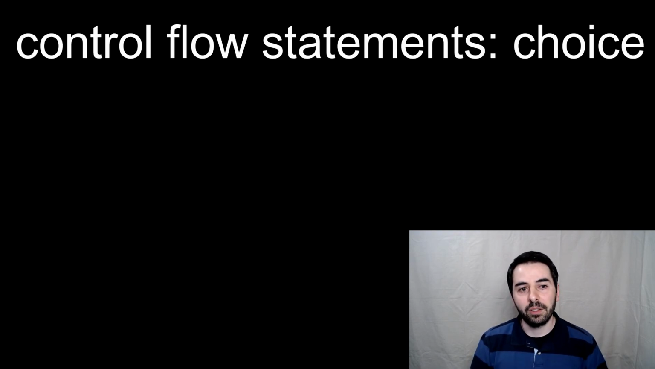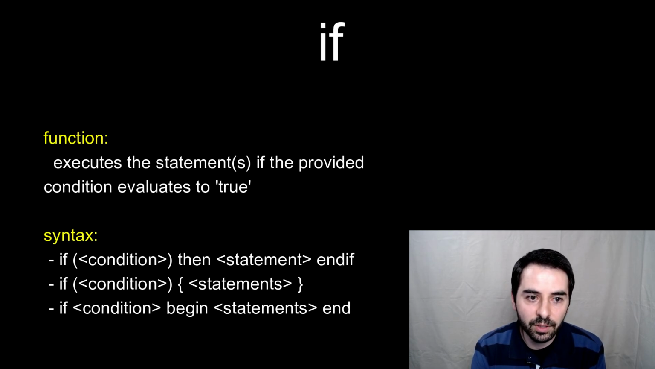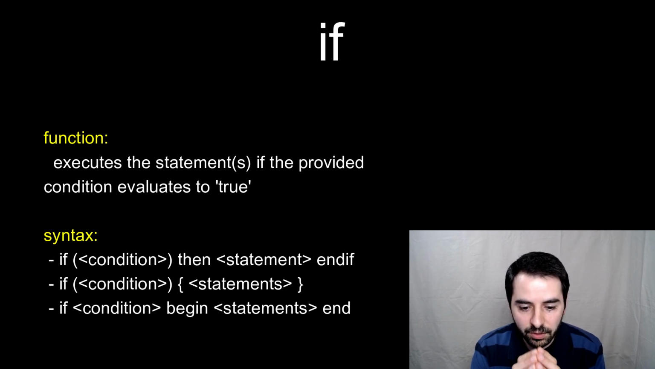Okay, so now back to the control flow statements. Again, goto is also one of them, but in this video we are focusing on the choice statements, which are the if and then the switch or case. So let's start with the if. It's a little simpler. If is the most basic control flow statement that allows us to pick between two paths based on a condition.